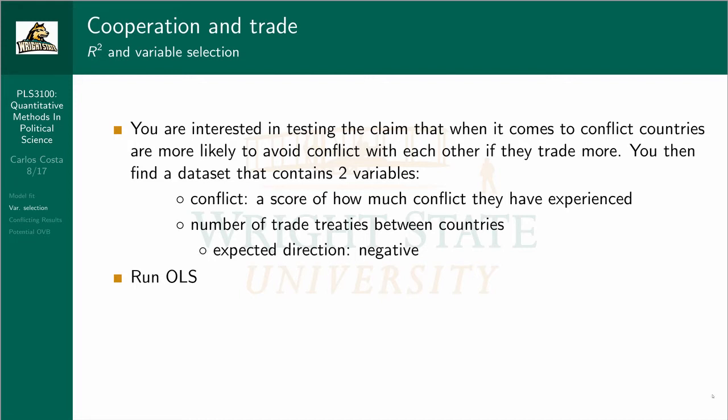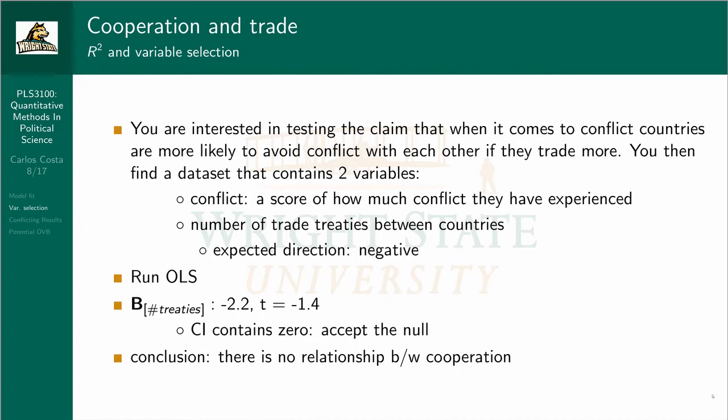So you do your due diligence and you check if this relationship fulfills all of the requirements of the OLS. It does, so you go ahead and you run an OLS. By the way, let's assume, for the sake of this example, that trade is the only variable related to conflict and there is no OVB here. I know that's unlikely, but we want to keep it simple.